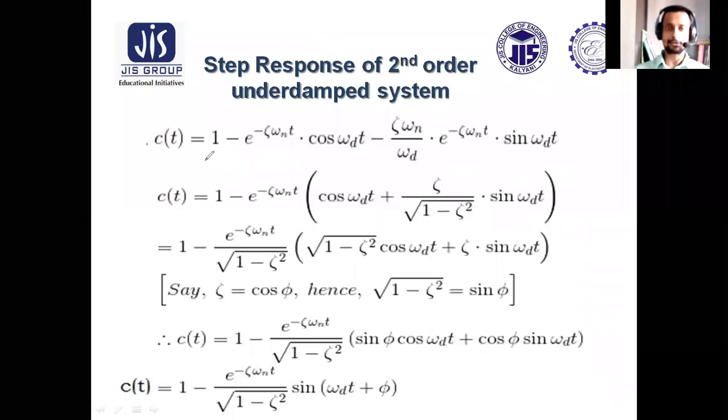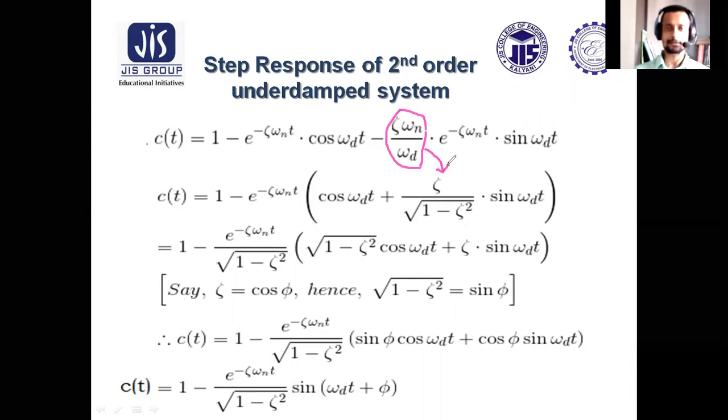Now, this equation we have obtained in the last slide. This can be written as 1 minus e to the minus zeta omega n t taken common, cos omega d t plus zeta omega n by omega d. Omega d can be written as omega n under root 1 minus zeta square. So omega n by omega n under root 1 minus zeta square, omega n will be cancelled. So zeta by under root 1 minus zeta square is there.